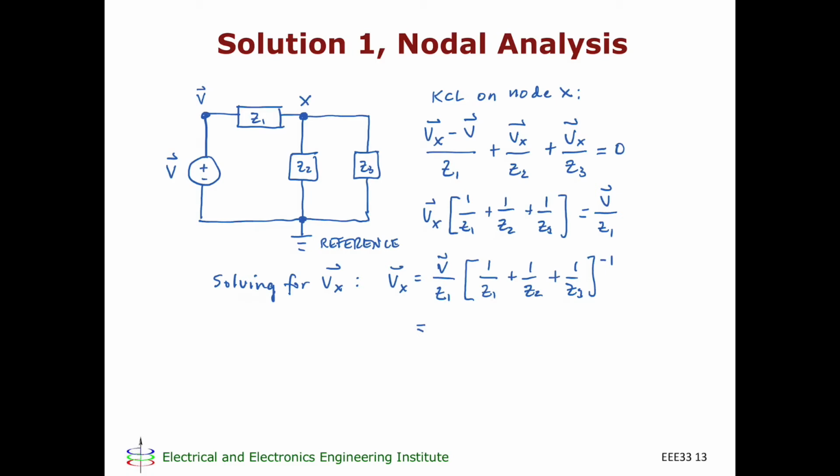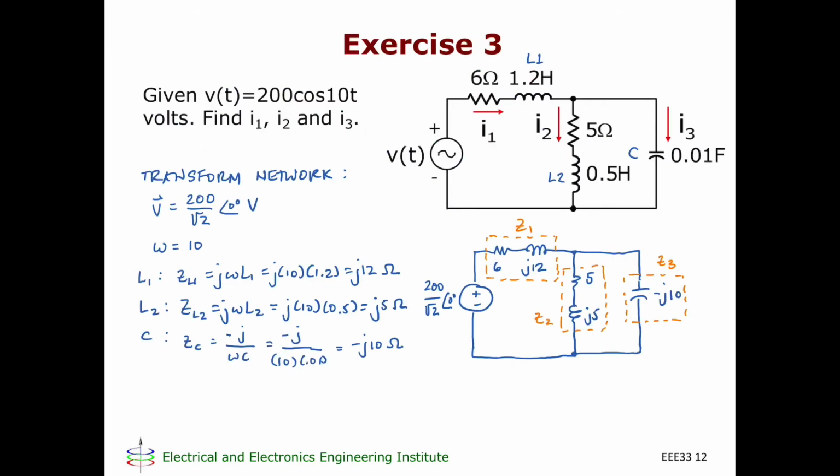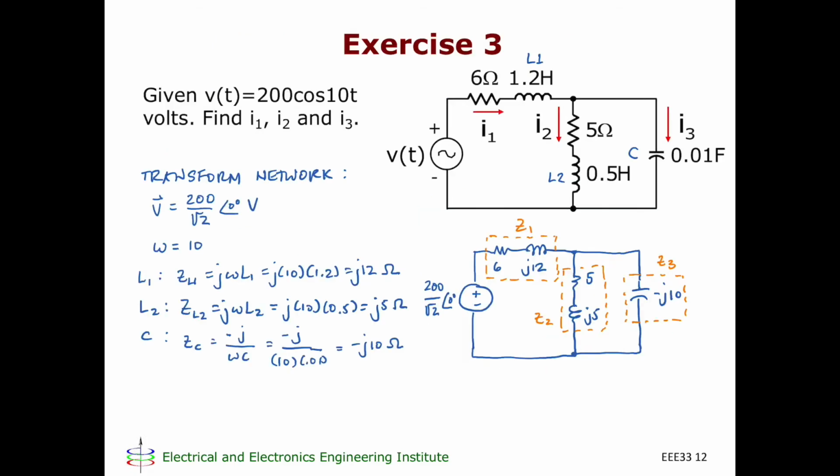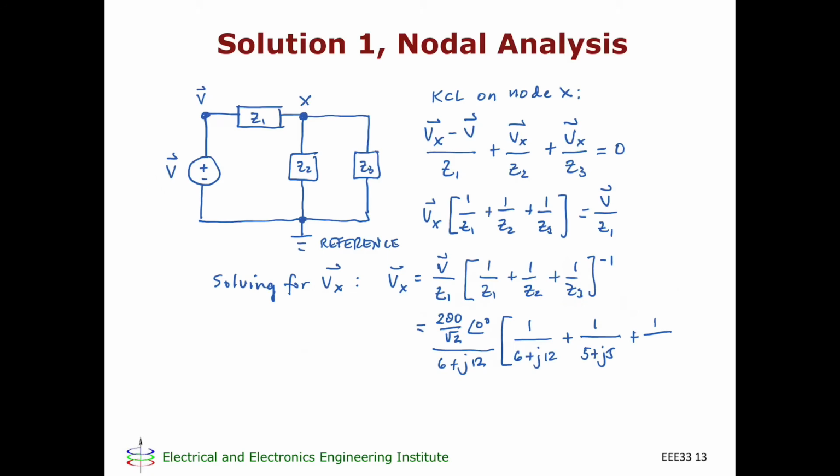So now let me plug in my values. I have 200 over the square root of 2 at an angle 0 degrees divided by, what is Z1? Z1 is 6 plus j12. Multiplied by 1 over 6 plus j12 plus 1 over, what is Z2? Z2 is 5 plus j5. And what is Z3? Z3 is minus j10. Raised to the minus 1.